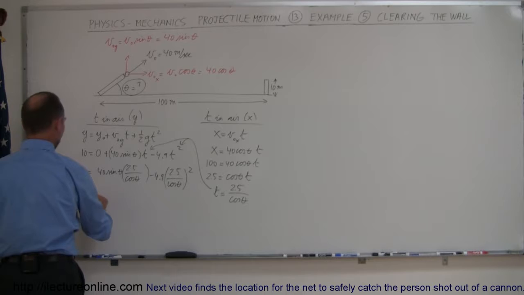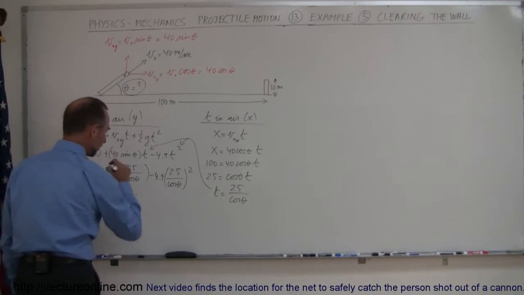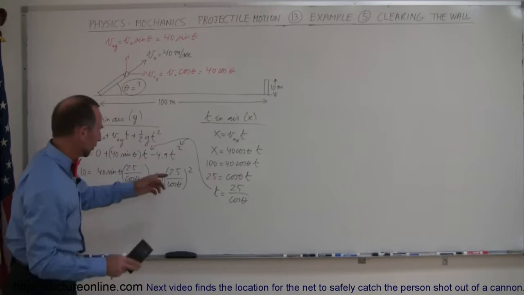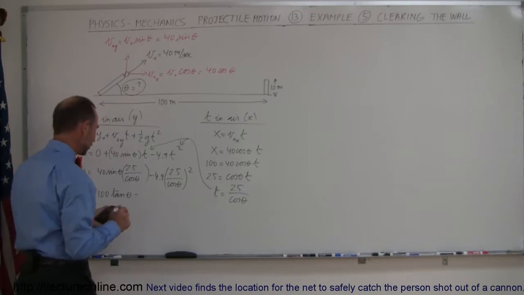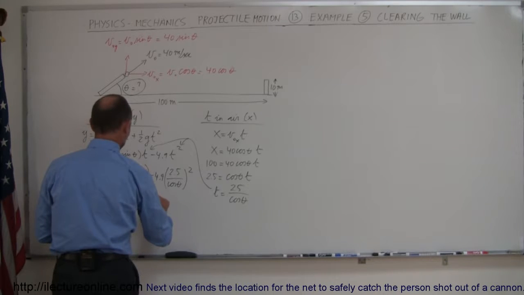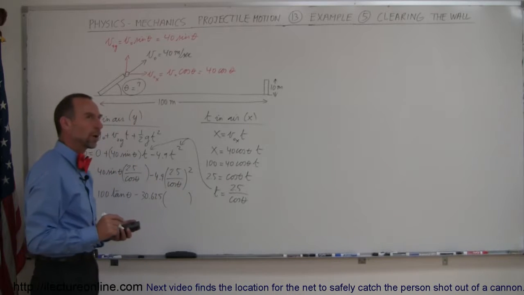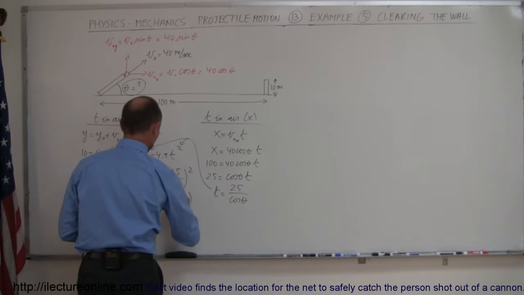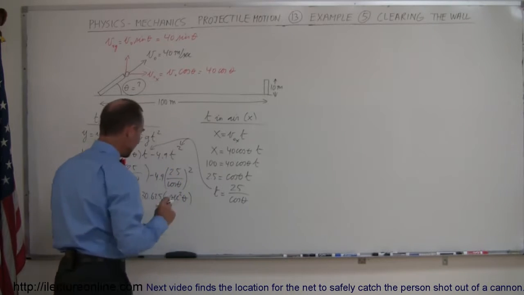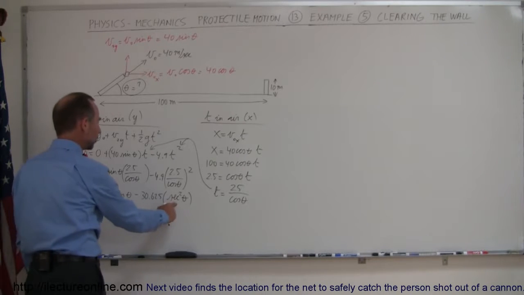So we have 10 is equal to 100 times the tangent of theta minus, okay, let's work that out a little bit. We have 2.5, we square that, and we'll multiply that times 4.9. So that gives me 30.625, so minus 30.625 times 1 over the cosine squared. 1 over the cosine squared, that's actually equal to the secant squared. So we can write this as the secant squared of theta. Okay, now we still have a problem. We have the tangent of theta here, and we have the secant square of theta there.